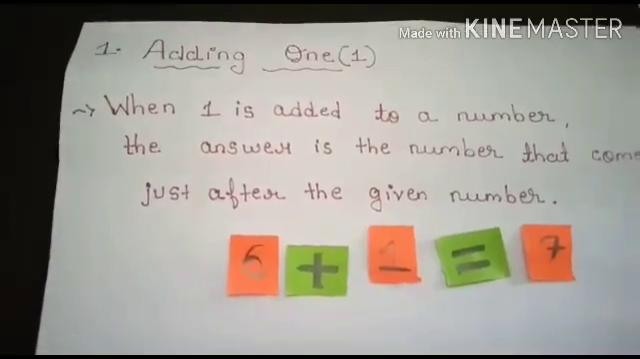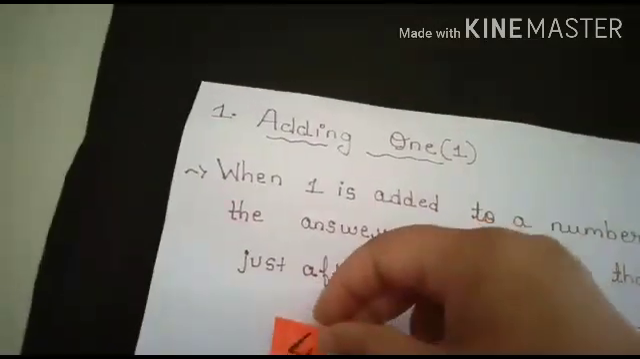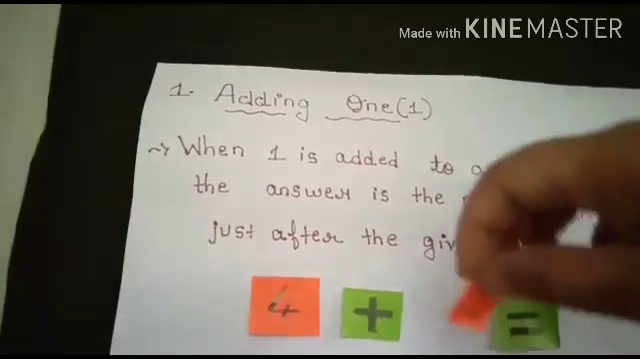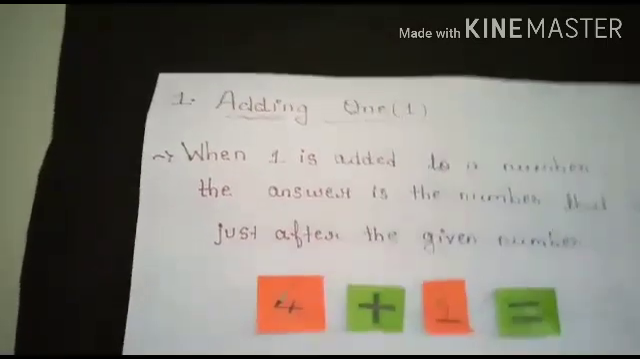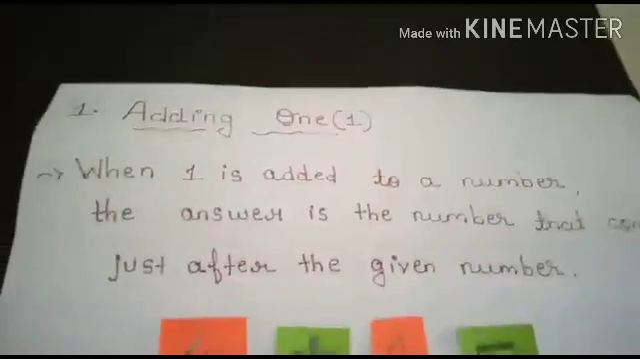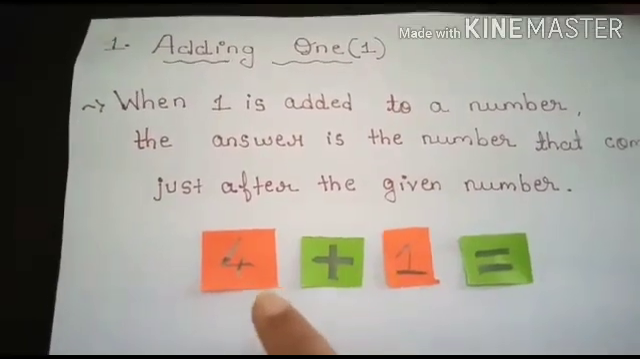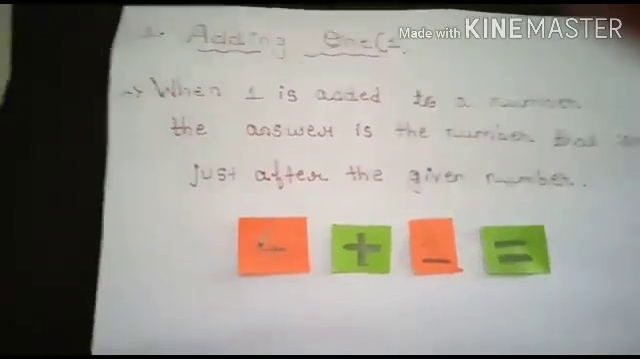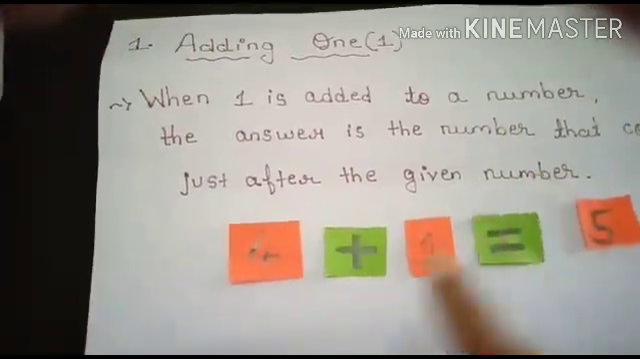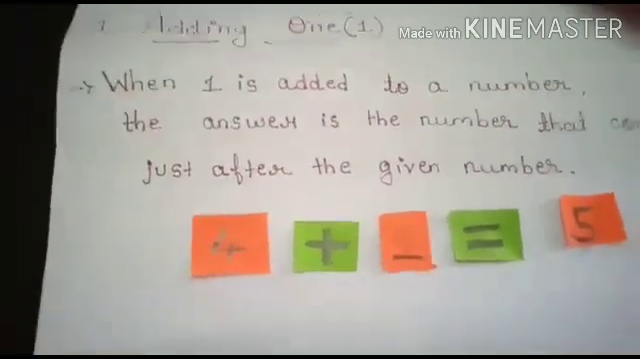Let us see another example. So now my number is 4 and obviously my addend will be 1. 4 will be my origin and 1 will be my addend. So if we add 1 to 4, what comes just after 4? Very good, children. 5. So 4 plus 1 is equal to 5. Understood?